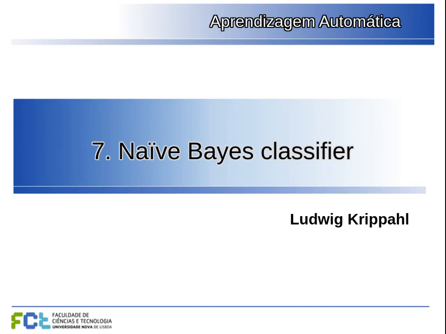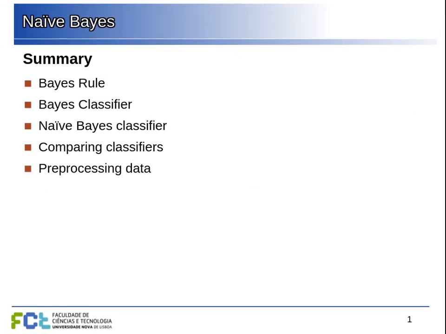In this lecture, we're going to talk about the naive-Bayes classifier as an example also of generative classifiers. And I will also talk about some other details like comparing the performance of different classifiers and some aspects of data preprocessing that so far we have not been looking at in great detail, but just to point out some problems, some issues that may occur.